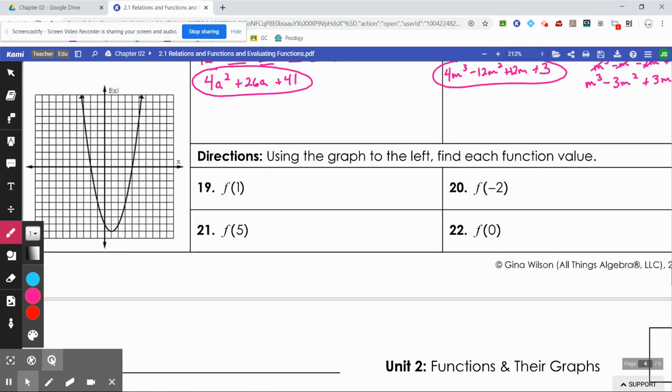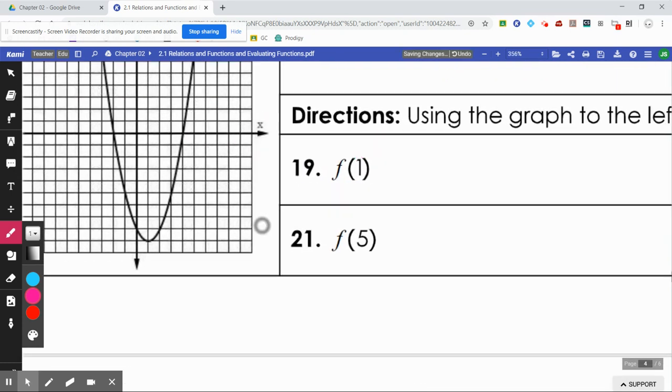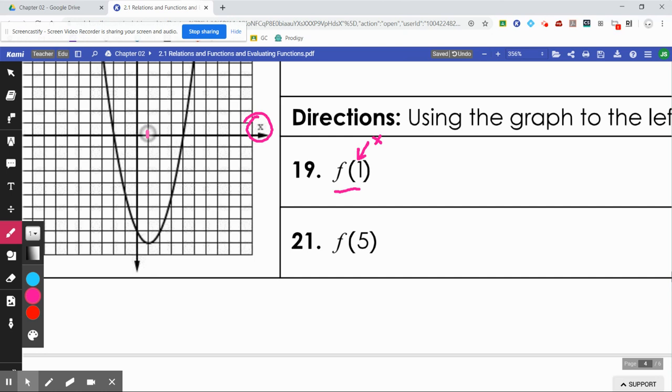Okay, the next part says use the graph to the left to solve or find each value of the function. Now, this is just teaching you how to read a graph. So f of 1, let's remind you what that means. That means your input is 1. That's your x value. The x values are on the horizontal axis. So let's find 1. So 1 on my x-axis is right here. So that means if I plug in 1, what would I get on my function? So if I plug 1 in for x, what would my y value be? And you see the y value right here. So the point here is located at 1, -9. So if I plug in 1, I would get -9.